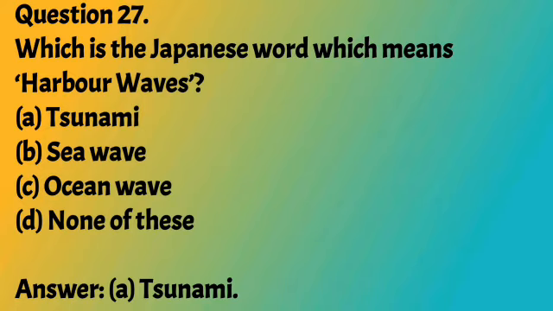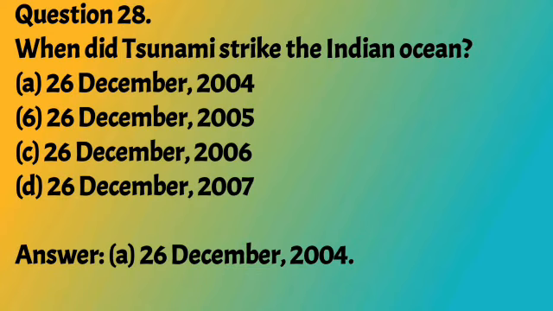Question 27. Which is the Japanese word which means harbor waves? A. Tsunami. B. Sea wave. C. Ocean wave. D. None of these. Answer A. Tsunami.